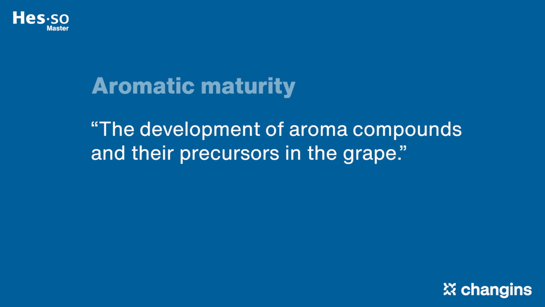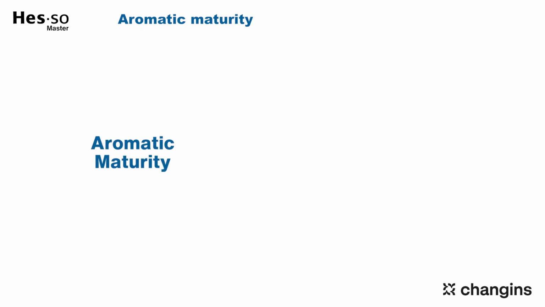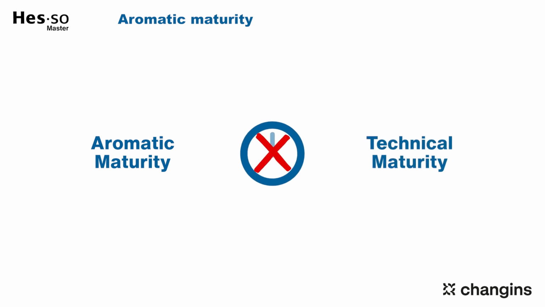Now, let's move on to the second type of maturity: aromatic maturity. It refers to the development of aroma compounds and their precursors in the grape. It is highly dependent on grape variety and environmental conditions. Importantly, aromatic maturity does not always occur at the same time as technical maturity.